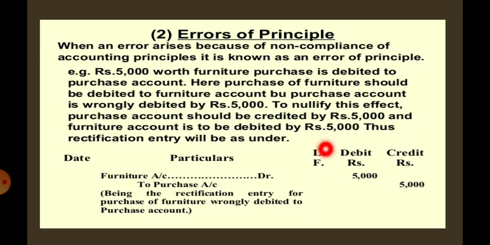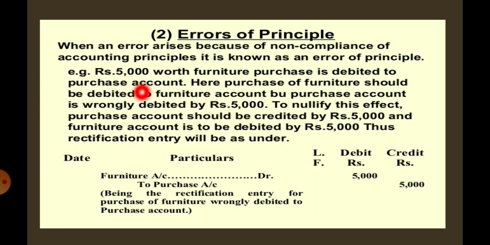Error of principle. When an error arises because of non-compliance with the accounting principle, it is known as error of principle. As you study some errors of accountancy, you must know that all the entries made in the books of account are based on principles of accounting. Sometimes any of the persons who are recording the transaction in the books of account may ignore or forget the principles of accountancy and record the transaction with a wrong thinking, with a wrong rule.